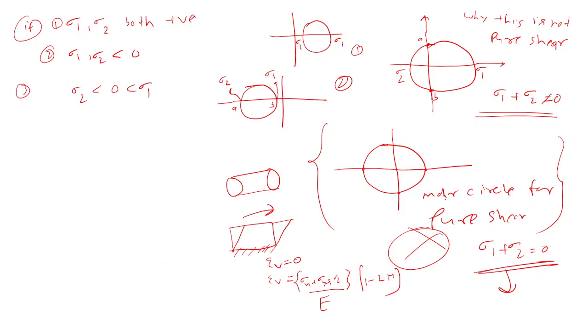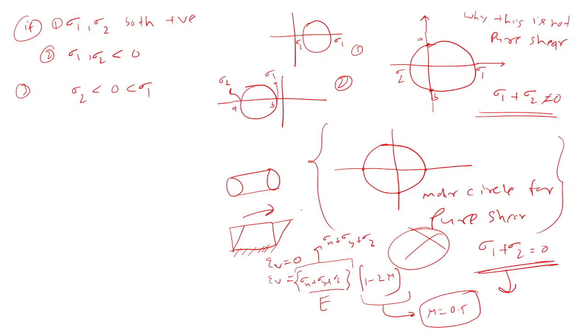So what happens in the pure shear condition? It should be 0. So how can it be 0? It can be 0 in two ways: either this term would be 0 or this term would be 0. How would this term be 0? When mu is equal to 0.5. And when would this be 0? When the sum of all normal stresses is 0.